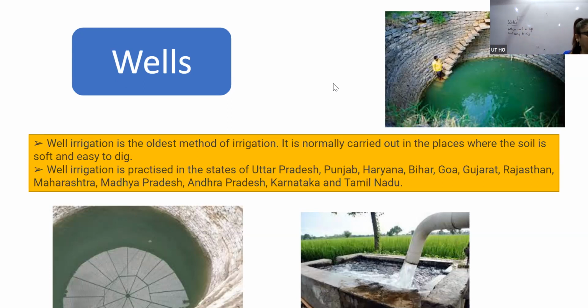Right, where soil is soft and easy to dig. And which are the places where it is practiced: UP, Punjab, Haryana, Bihar, Goa, Gujarat, Rajasthan, Maharashtra, Madhya Pradesh, Andhra Pradesh, Karnataka and Tamil Nadu. You could write any 5 names. Maybe write the first 5.